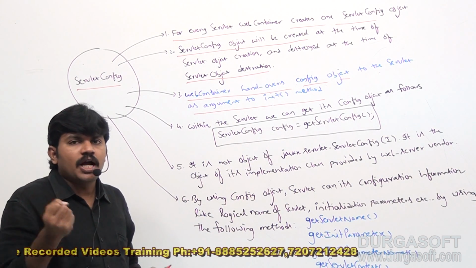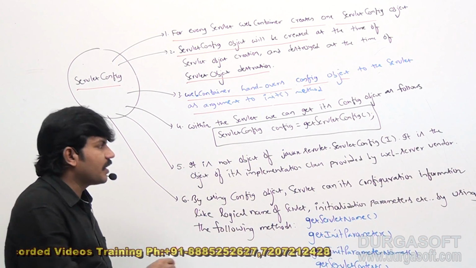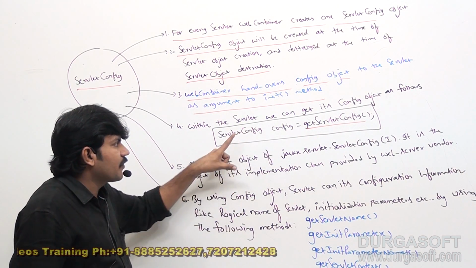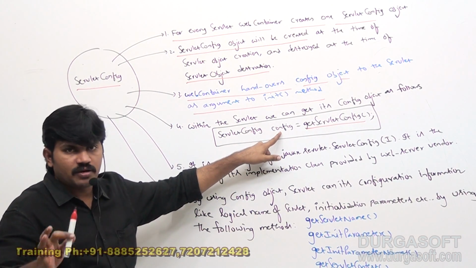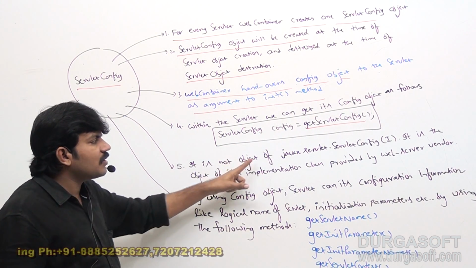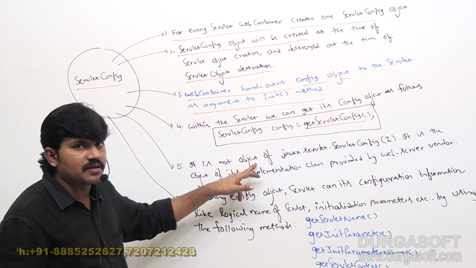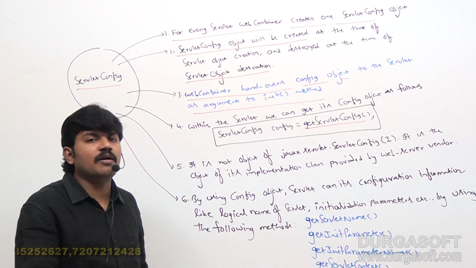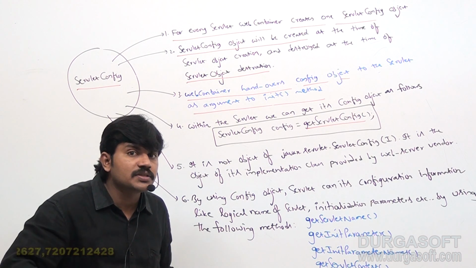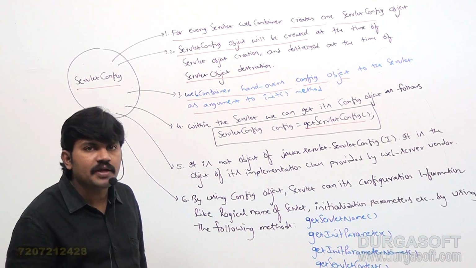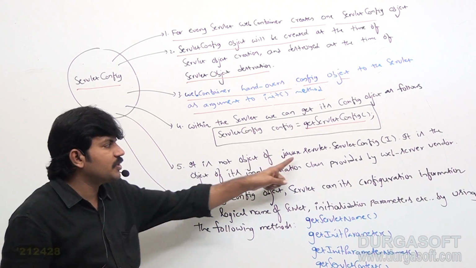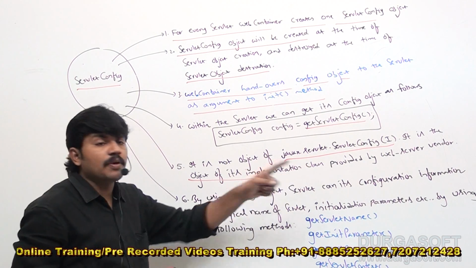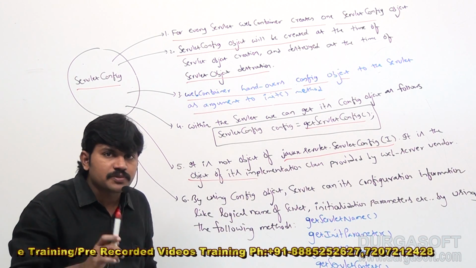Within the servlet, I want to get the config object. How can you get it? Which method do we have to call? The getServletConfig method. If I call the getServletConfig method, now I will get the corresponding servlet config object. It's very important, I covered already, sir. ServletConfig is an interface. How can you get an object? It's not an object of the interface. It is the object of its implementation class provided by the web server vendor. It is not an object of javax.servlet.ServletConfig.